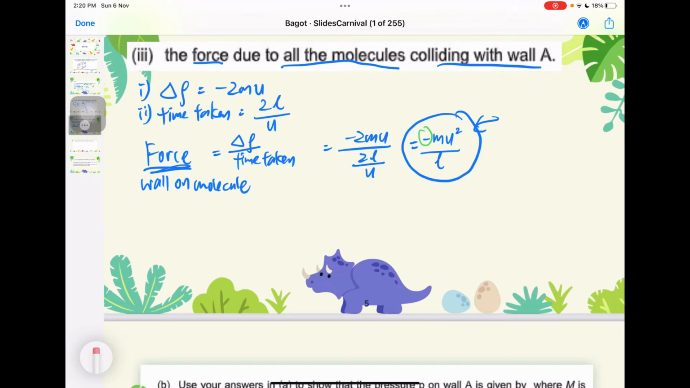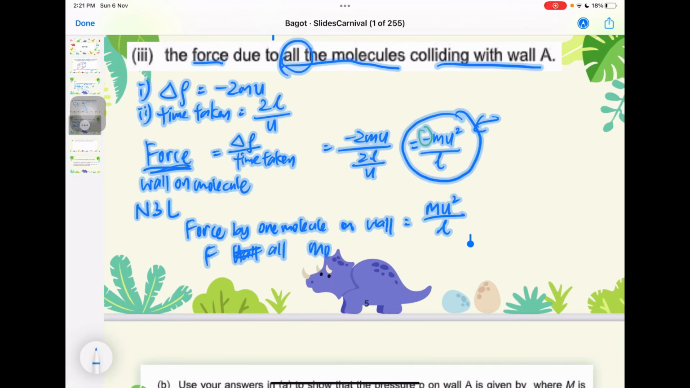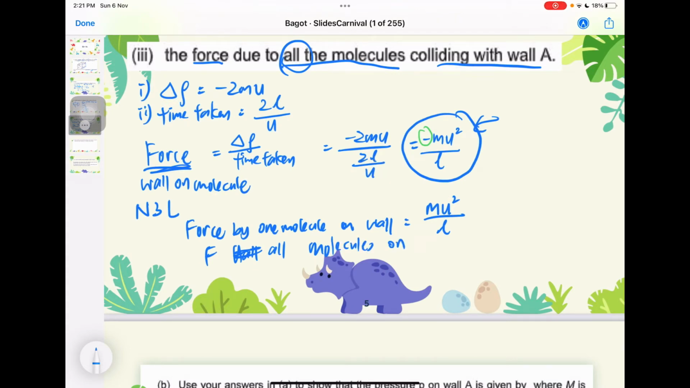But now we are finding the force due to all molecules colliding with wall A, which is the force by the molecule on the wall. So we make use of Newton's third law, and from here you know that the negative sign is taken away because it's the opposite direction, right? So the force by one molecule on the wall will be mu squared over L. And then the force due to all the molecules on wall A will be mu squared over L times the total number of molecules, which is n, so it will be nmu squared over L.